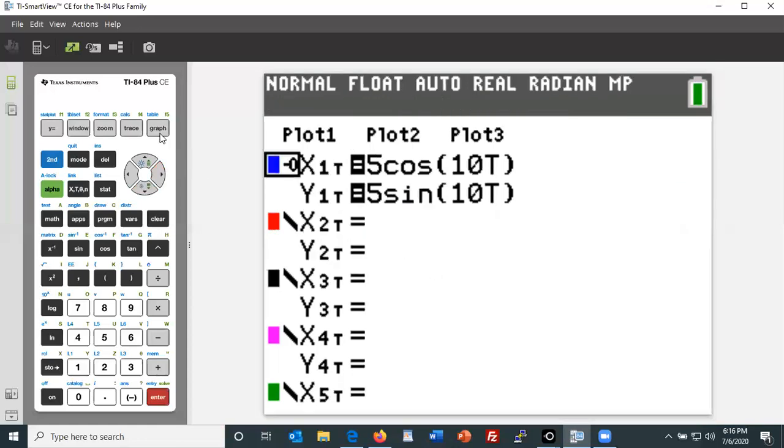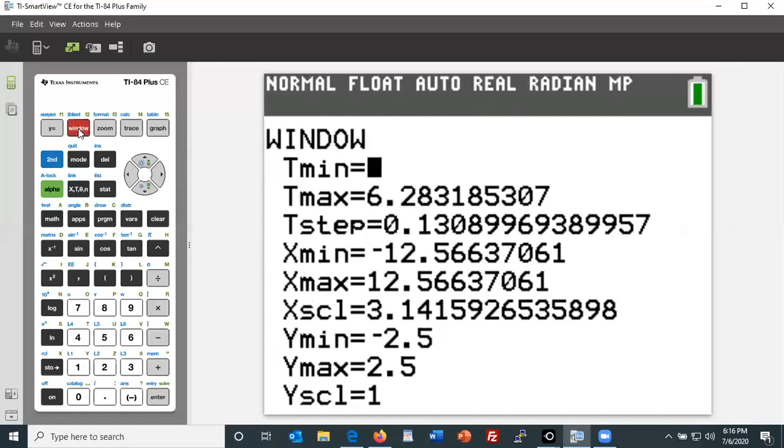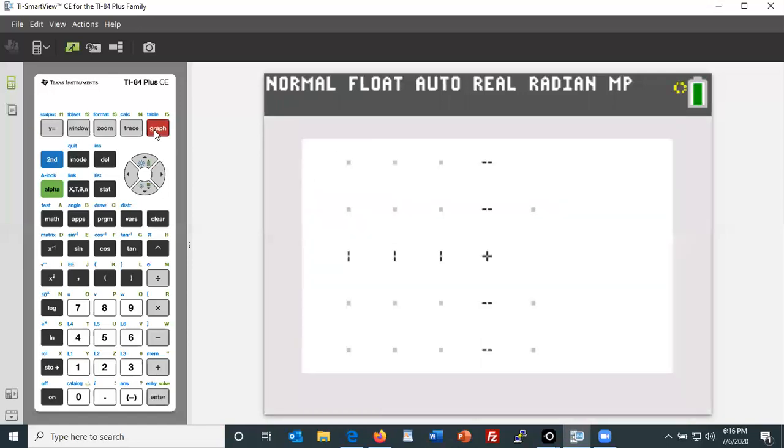And now I'm going to hit my window. My t range will be 0 to 2 pi. And I'm going to type in 0.01 for the t-step. T-step should be really small so you get a better graph. All right, now here we go. Watch the animation. Watch this.